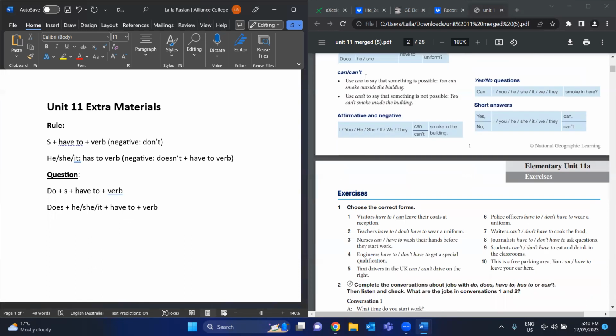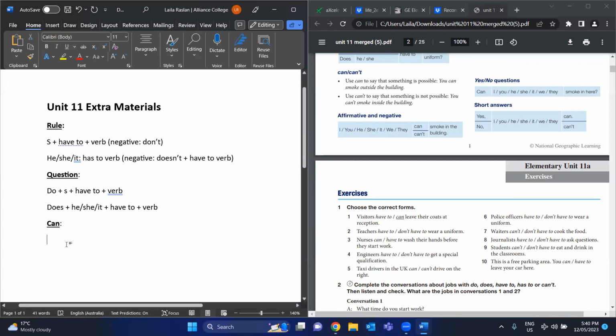But let's look at can, because that's another one that we looked at. Can is a modal verb. What does that mean? It means that it has two verbs attached. So can, verb. I can see you tomorrow. I can play soccer tomorrow. It's for all subjects.